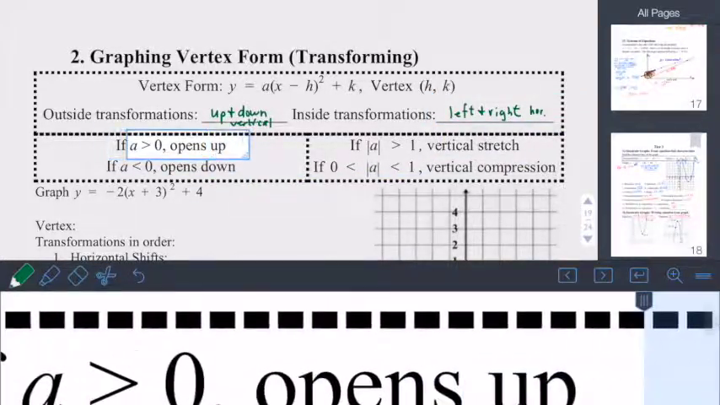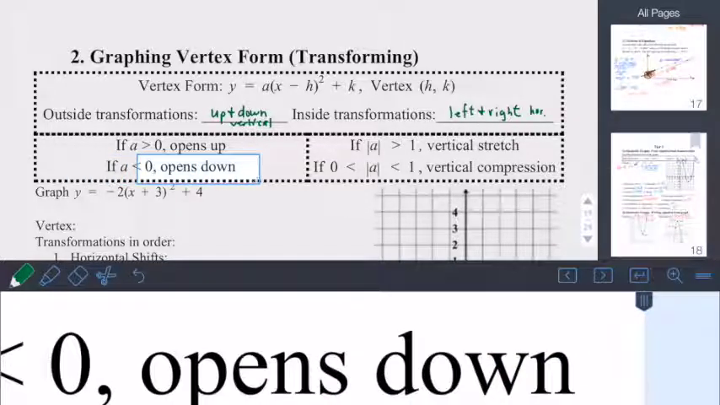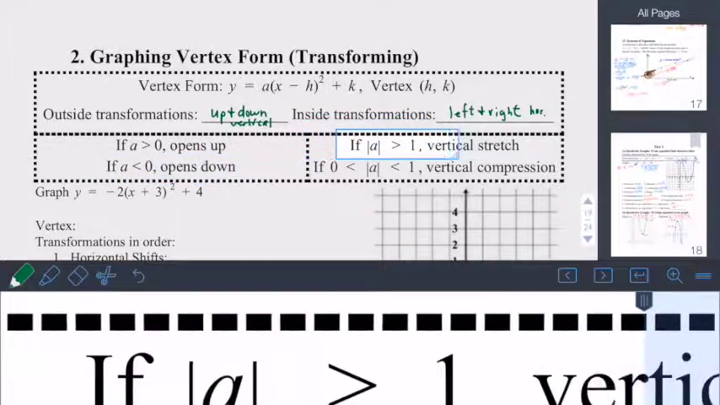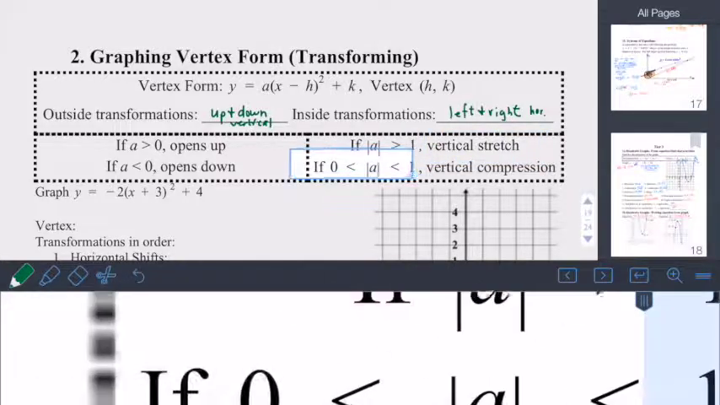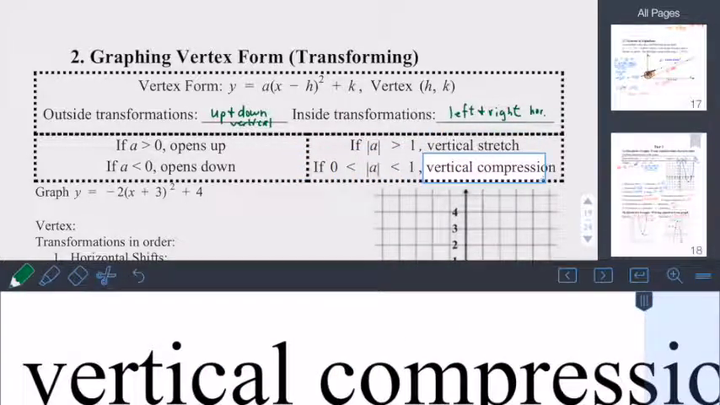If A is positive, it opens up. If A is negative, it opens down. If A is greater than 1, it's a vertical stretch. And if it's in between 0 and 1, it's a compression.